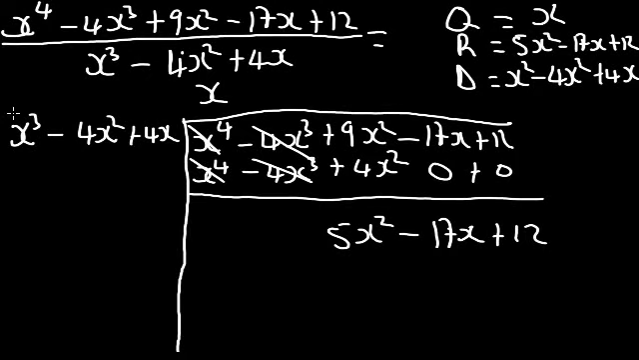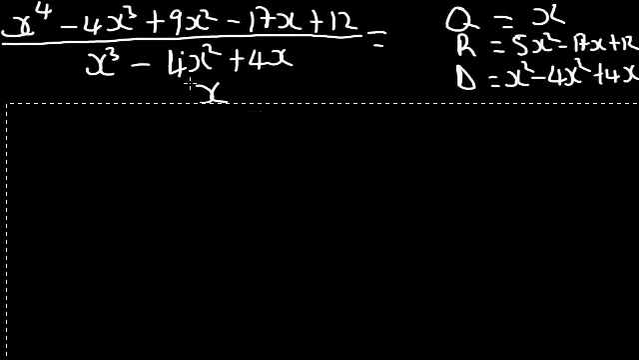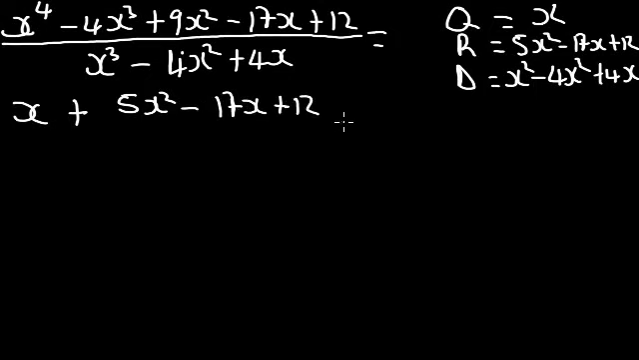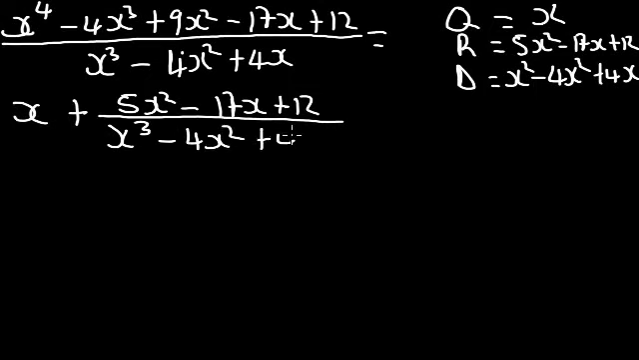Perfect. So now we can get out of the table. Then we have x plus the remainder, which is 5x squared minus 17x plus 12, all divided by the divisor, which is x cubed minus 4x squared plus 4x. This is x cubed, keep in mind.